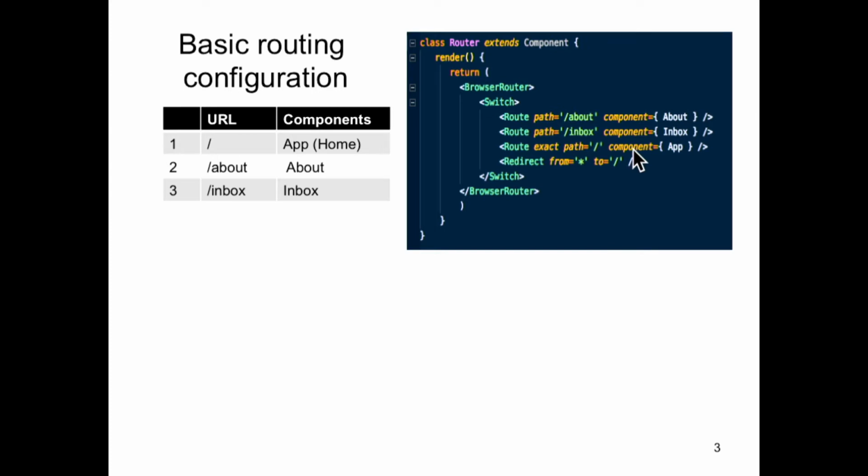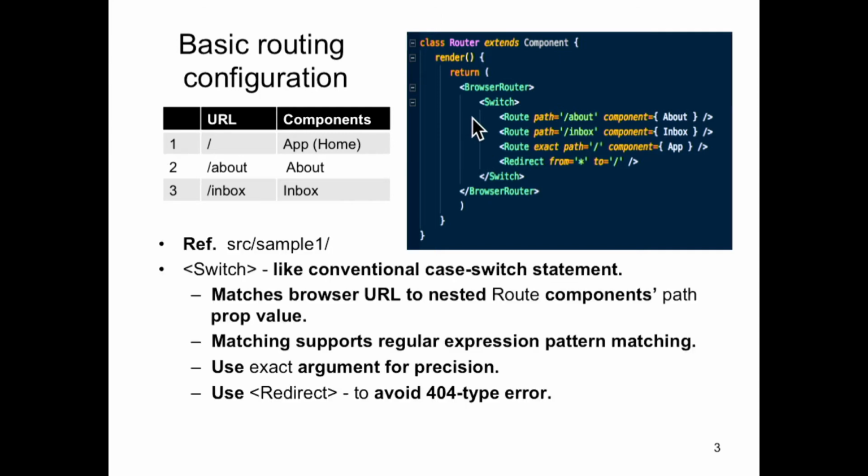Now the switch statement there, we're wrapping these inside a switch, and as I'm saying in the notes here, the switch is a bit like a case switch statement. So what happens at runtime is the React router looks at the URL address, the contents of the URL address bar in the browser, and it matches up the path exactly with one of these, and mounts the relevant component.